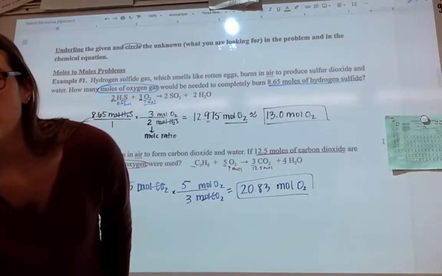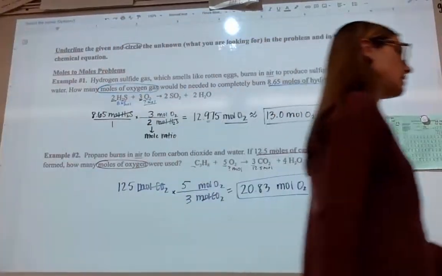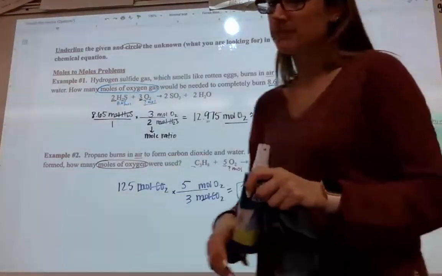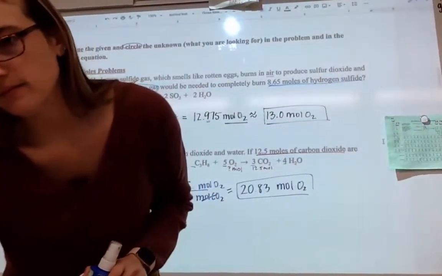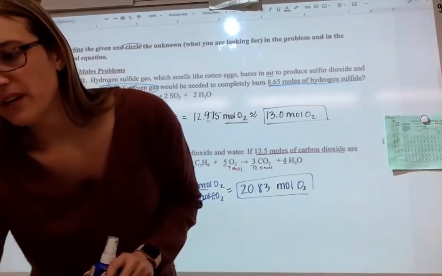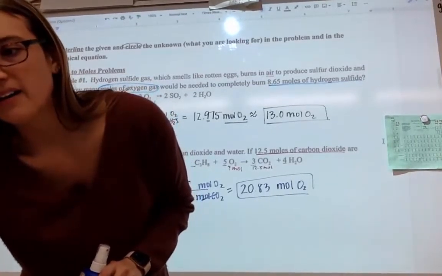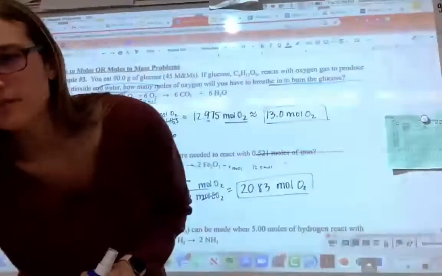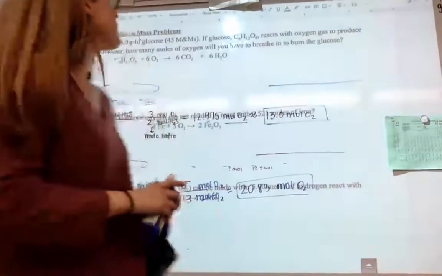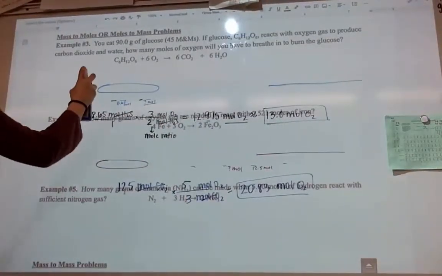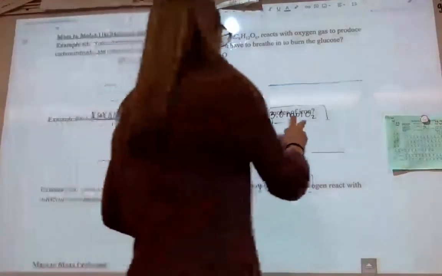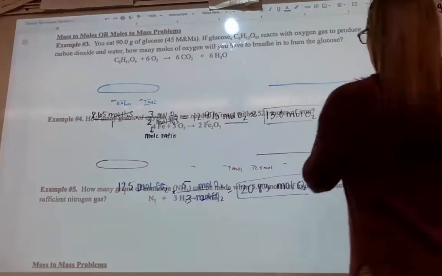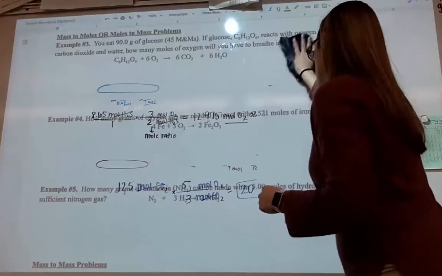So let's look at what happens if our given information isn't in moles or the unit that they want isn't in moles. So if we look at example 3, so if you read through example 3, this is on the back of the first page. There we go. All right, so example 3 up here at the top. You eat 90 grams of glucose. That's 45 M&Ms. So you're hungry, you want a snack. You eat 45 M&Ms. That's 90 grams of glucose.